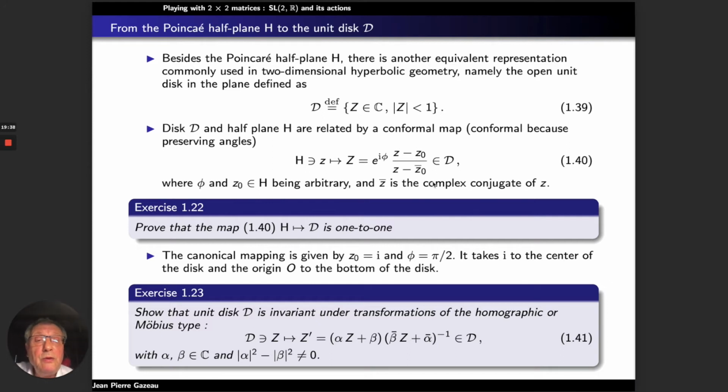In that case, we define this mapping as the canonical mapping from the half plane to the unit disk. So this canonical map takes i to the center of the disk and the origin O of the complex plane to the bottom of the disk. So another exercise shows that the unit disk D is invariant under transformations of the homographic or Möbius type.